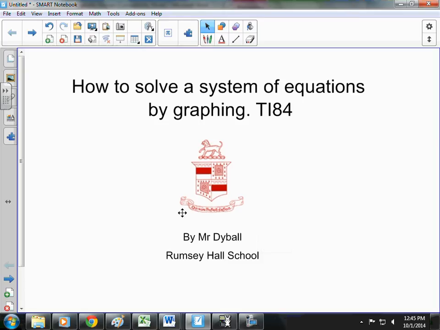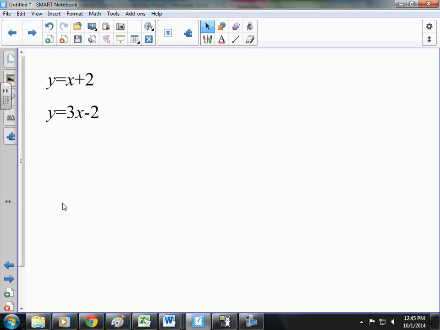Okay, we're going to solve a system of equations by graphing using a TI-84. First, we're going to graph both of the lines, and then we're going to find the intersection, because where they cross, the coordinate point where they cross, or the ordered pair where they cross, is going to be the solution to both systems.